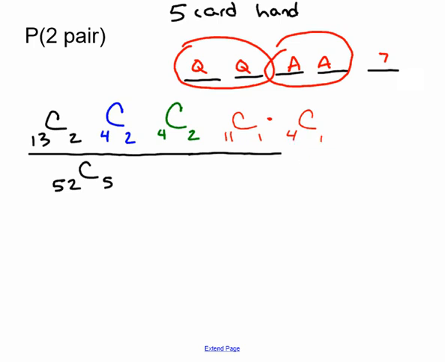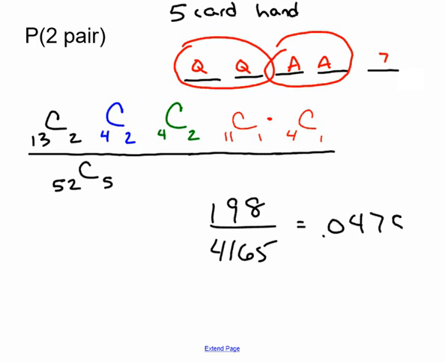So this is how you would go through and calculate the probability of getting two pair when you're dealt a single 5-card hand. If you do this on the calculator when it's all said and done, I think you come out with 198 over 4165, or in other words, about 0.0475-ish. We'll round it. So a little under 5% of the time you're going to get two pair.